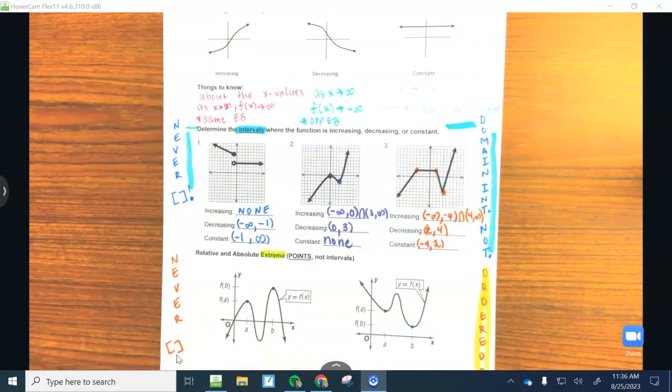So that is how you describe increasing, decreasing, and constant behavior. Very important for you to remember that it is always x values, and never, ever, ever use brackets.